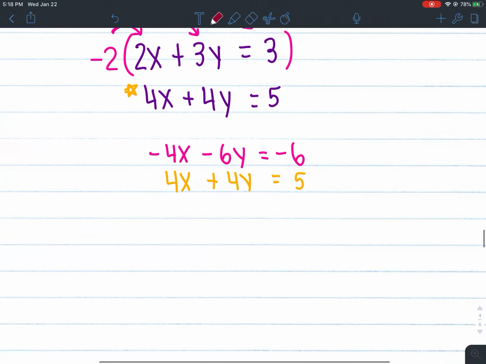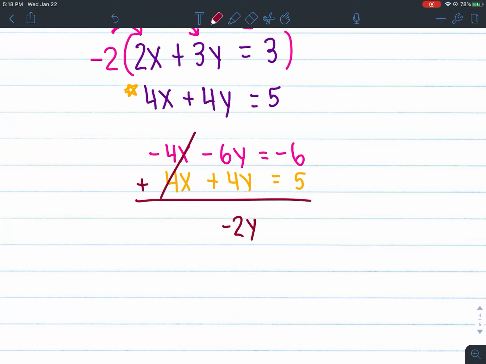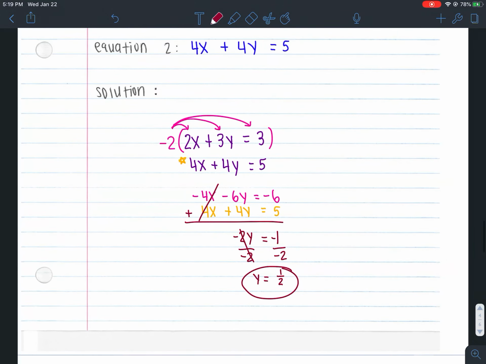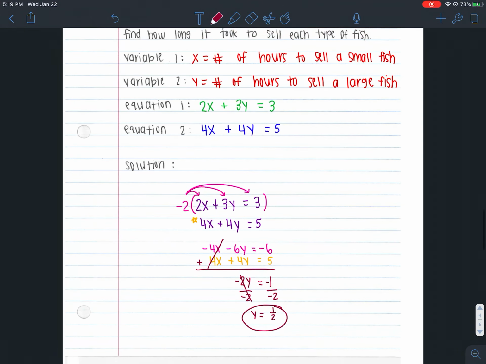And then before I do anything, I want to check to see if I can eliminate something, and I can. So negative 4x plus 4x is 0. That eliminates. Negative 6y plus 4y is negative 2y. Negative 6 plus 5 is negative 1. So I divide these both by negative 2, and I get y equals, well, negative 1 divided by negative 2 is positive 1/2, or 0.5. Now, this isn't my entire answer, but it's part of it.